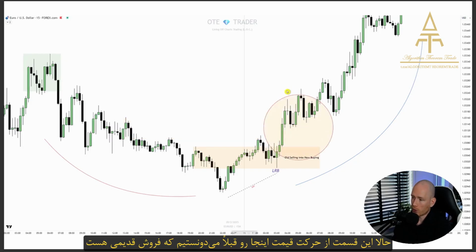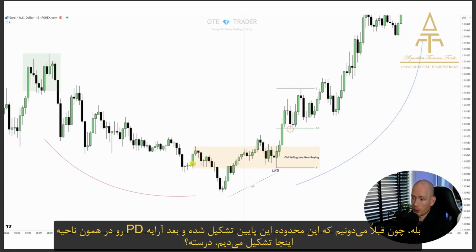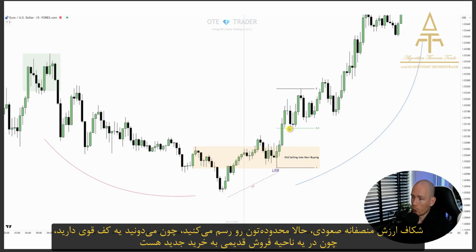Now this piece of price action over here, we already knew this is old selling. Can we spot something here that is for new buying? Yes, because we already know this range down here has been formed. And then we form the PD array in the same area as here, the bullish fair value gap.